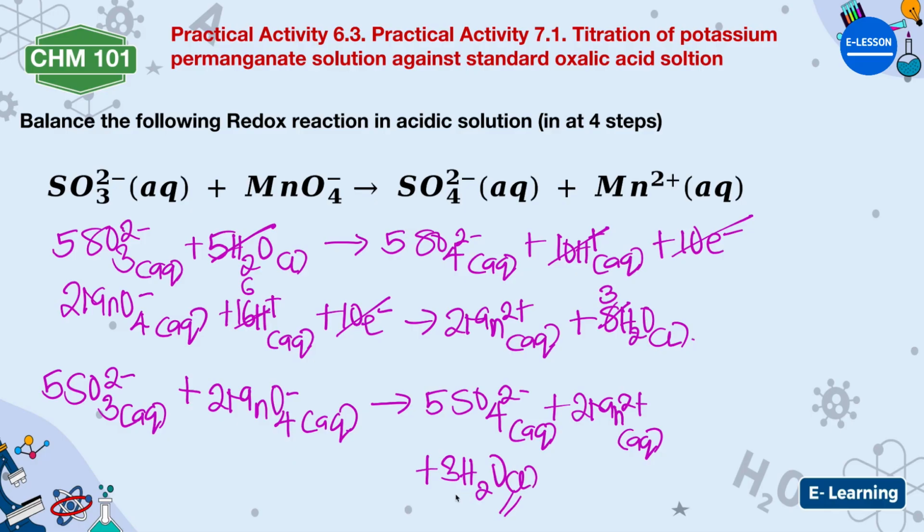5SO3 2- plus 2MnO4-. Okay, this 6, we did not write it. 6H+, because I told you that when this one cancels, 6 will be remaining here. So you are supposed to have, let me reduce this one small so that we can have a little space, plus 6H+ aqueous to give us this. Is that okay? 5SO4 2- plus 2Mn2+ aqueous plus 3H2O. Is that okay? Now that is it for this particular question.